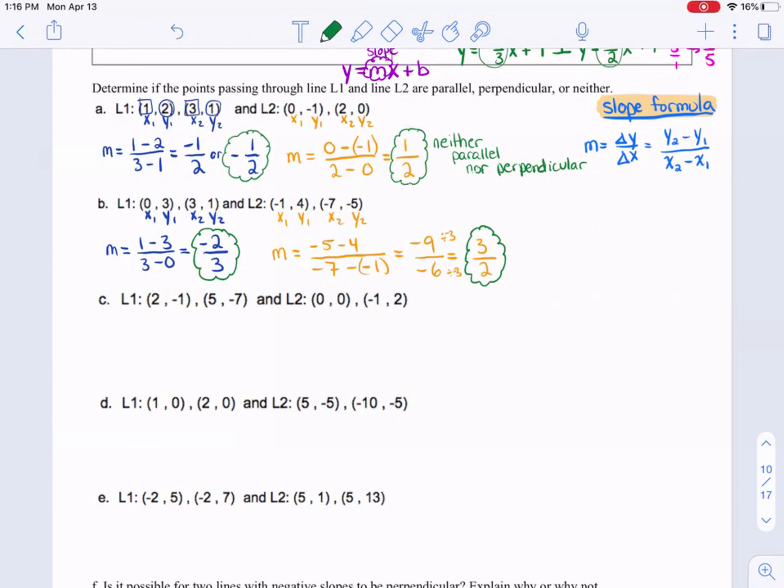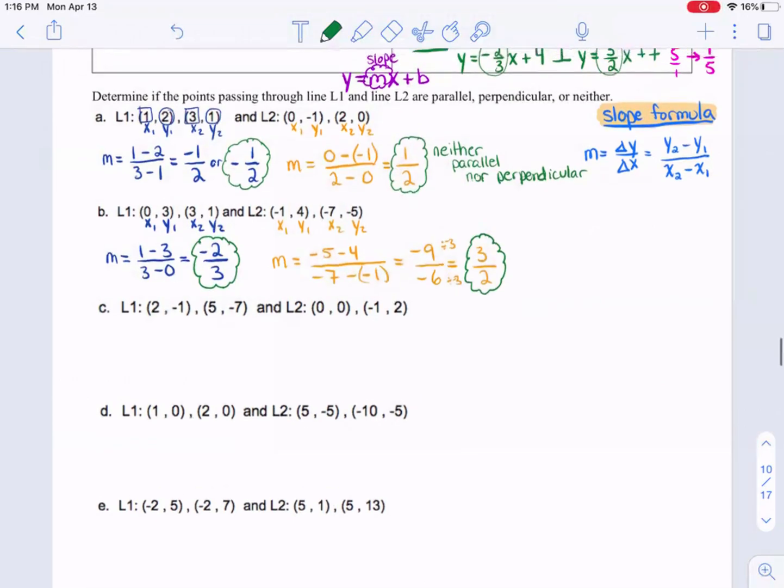Let's compare these two answers. One is positive, one is negative, so we have opposites. And now let's ask ourselves, do we have reciprocals? Yes, we do. One is flipped. Recip, flip. We have opposite reciprocals, so these make perpendicular lines. Opposite reciprocal slopes mean that our lines are perpendicular.